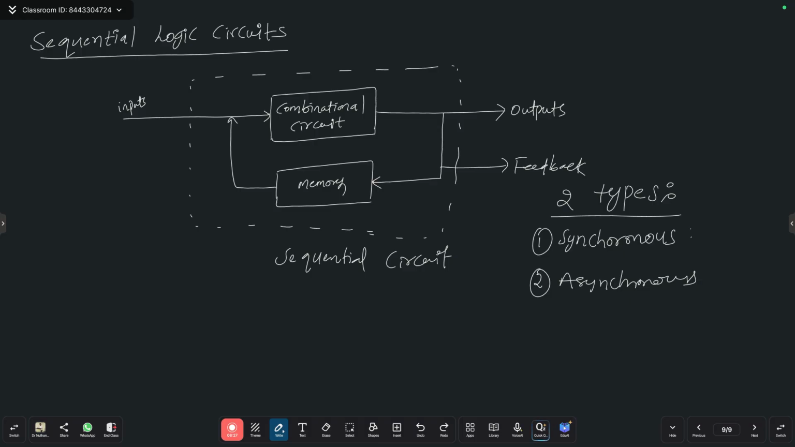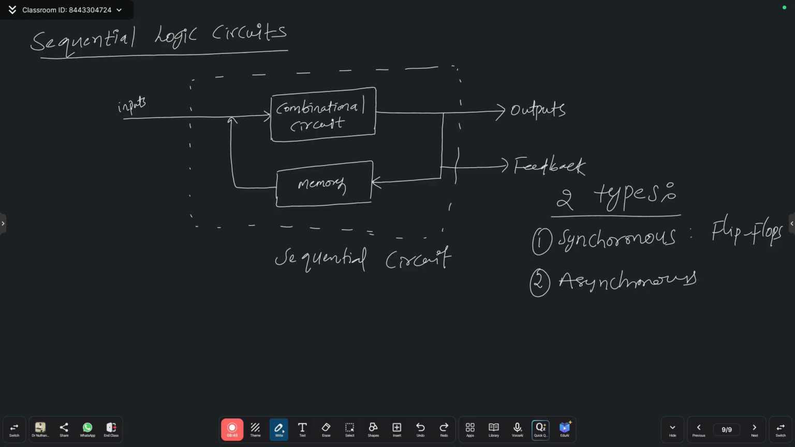For this, we are going to learn flip-flops. The best application for these synchronous sequential logic circuits are flip-flops. In our syllabus, we are going to discuss flip-flops.